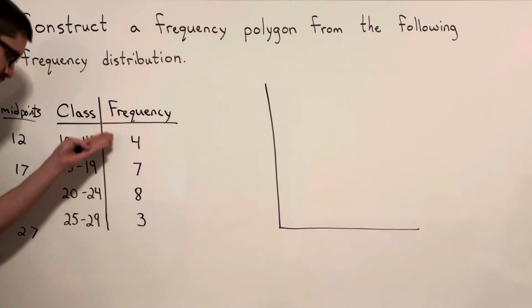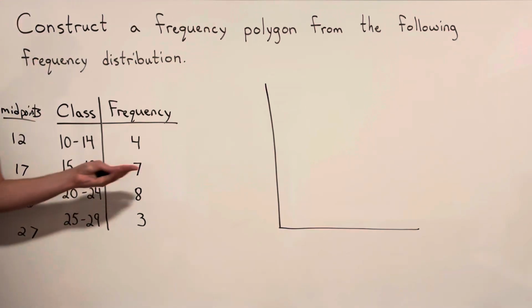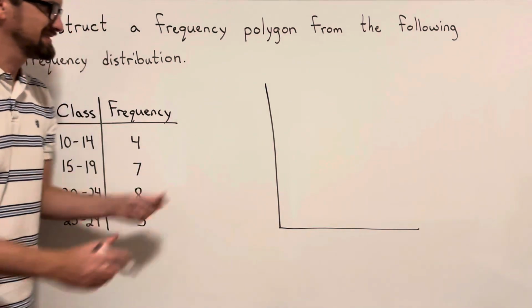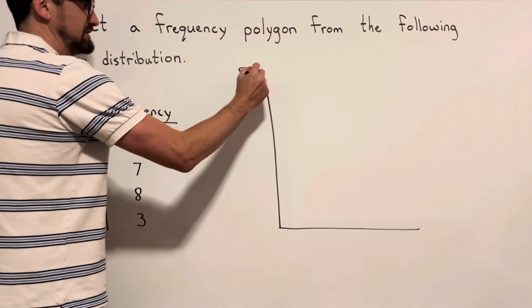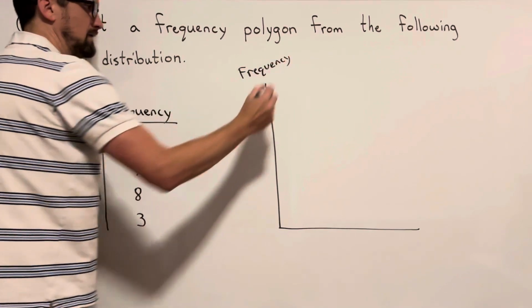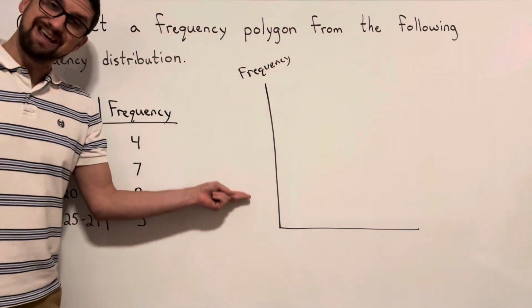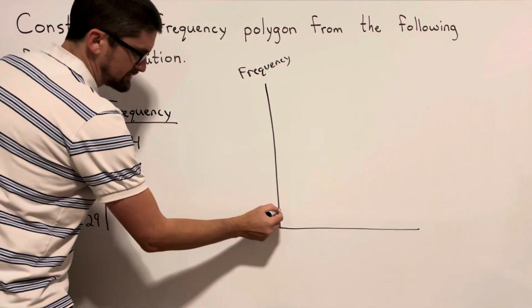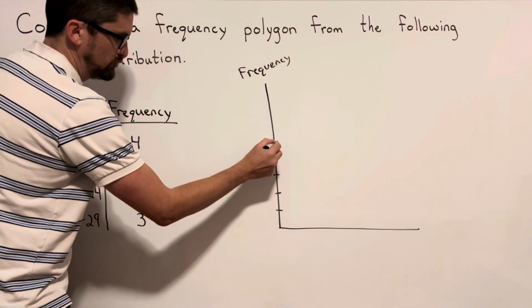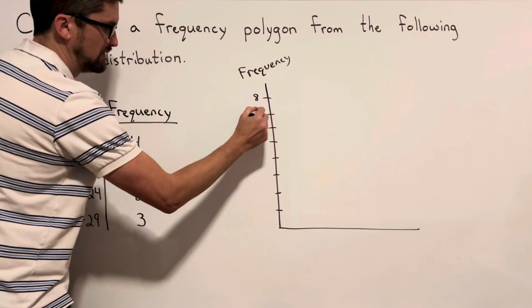All right, well, my frequencies go up to 8. That's going to be the vertical axis. This is the frequencies. Since it goes up to 8, I'm going to make 8 tick marks. 1, 2, 3, 4, 5, 6, 7, 8. Goes up to 8.